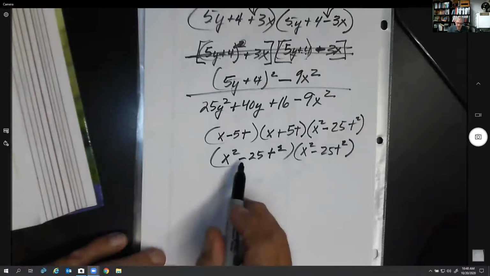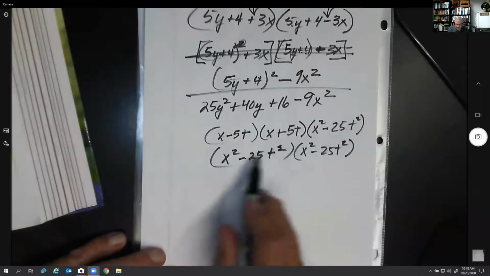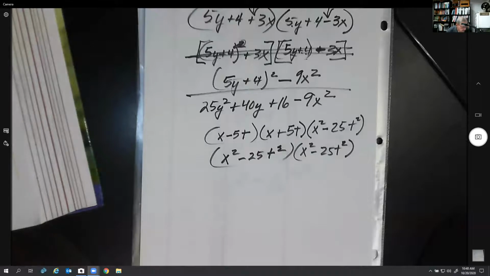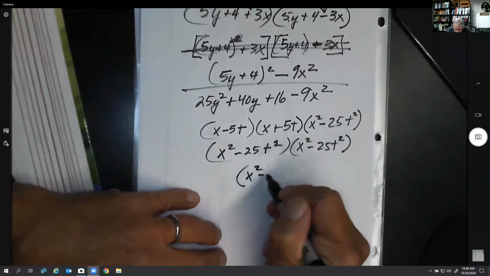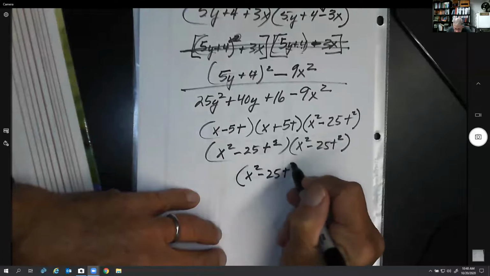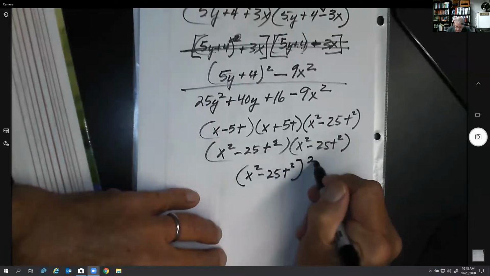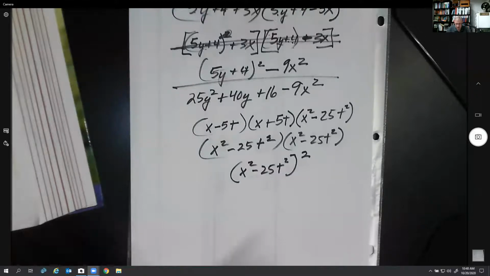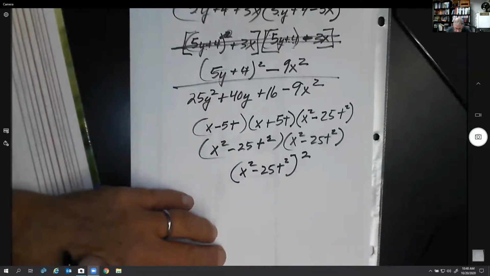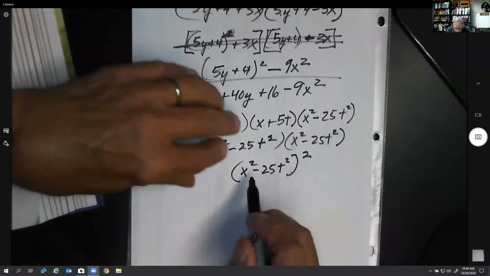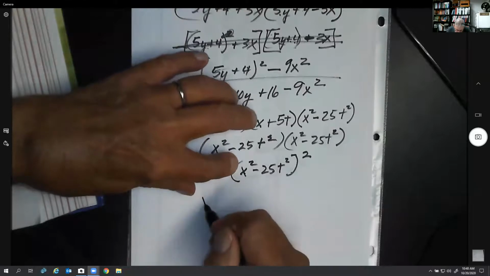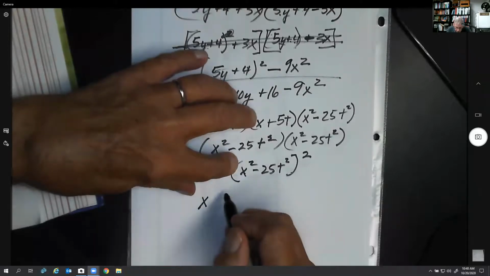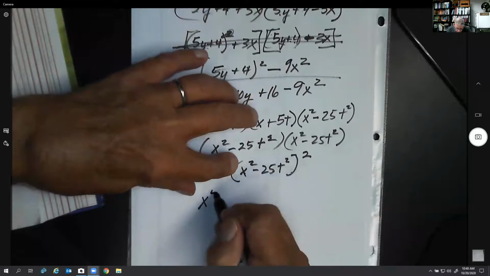Okay, so I did this. Well, this isn't a difference of squares, is it? It's not a difference of squares. So I can't use the difference of squares, but both of these are the same. So I have two of the same parentheses. So now, because this is squared, I can do the square, double, square. Well, what's an x squared squared? We're going to double that power, x to the fourth.